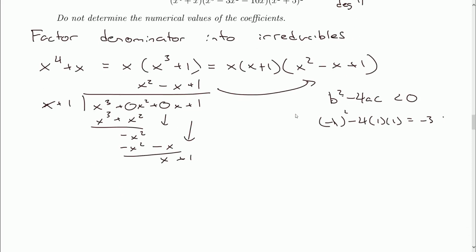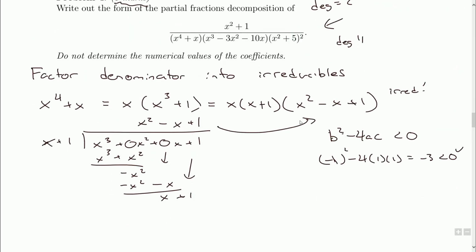And that's going to be -3, and that is indeed less than 0, so this is irreducible. Good, useful to know. All right, we've got a bit more space here. What about our other one? x cubed minus 3x squared minus 10x.